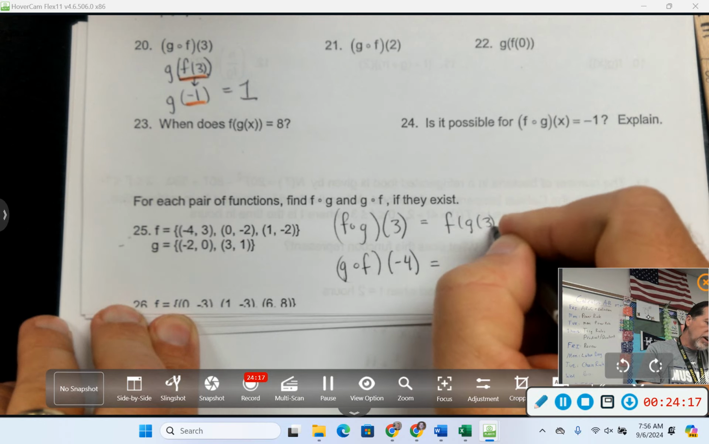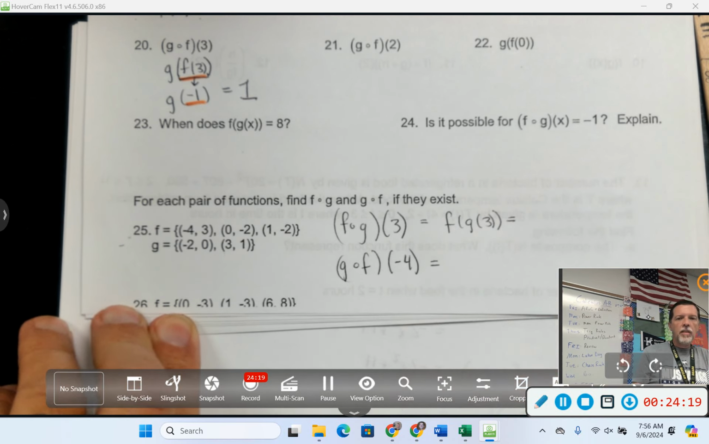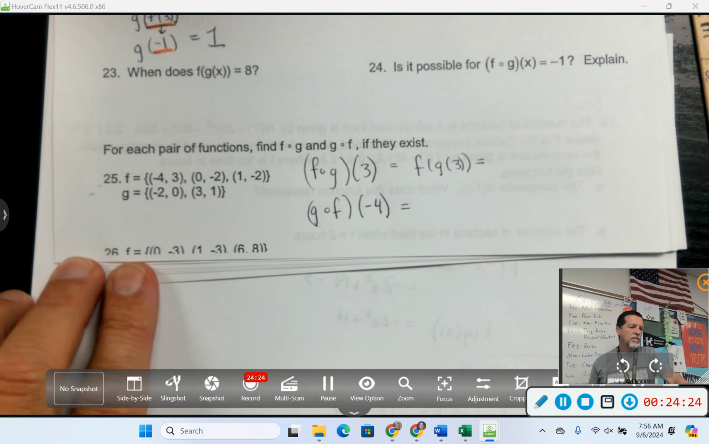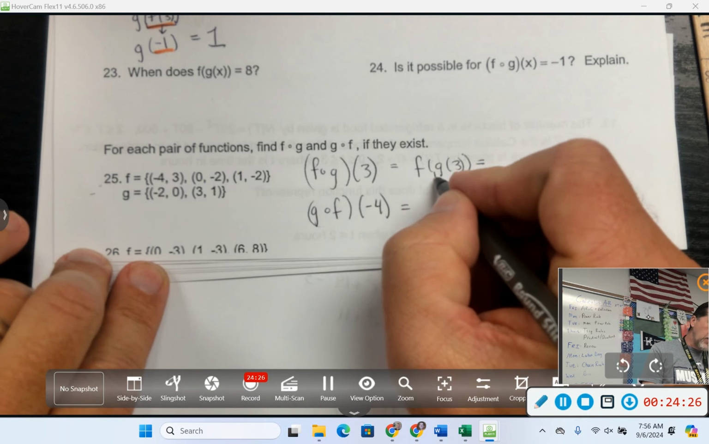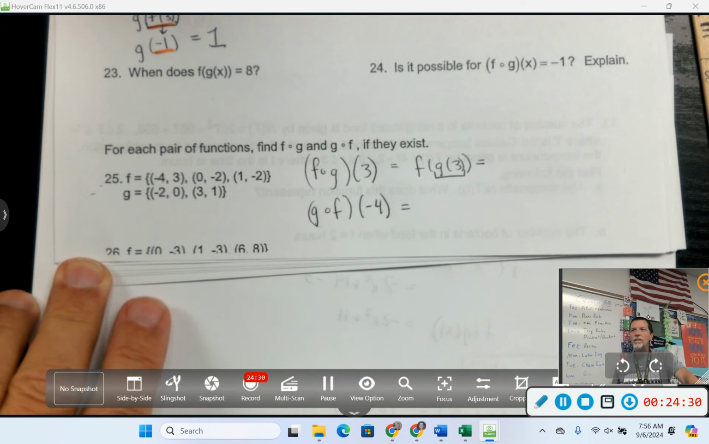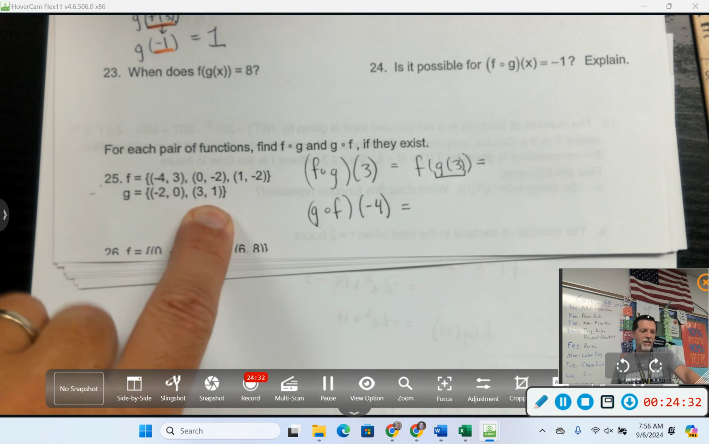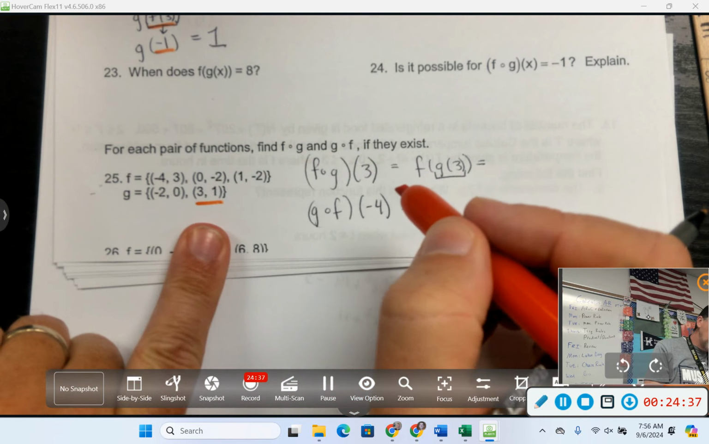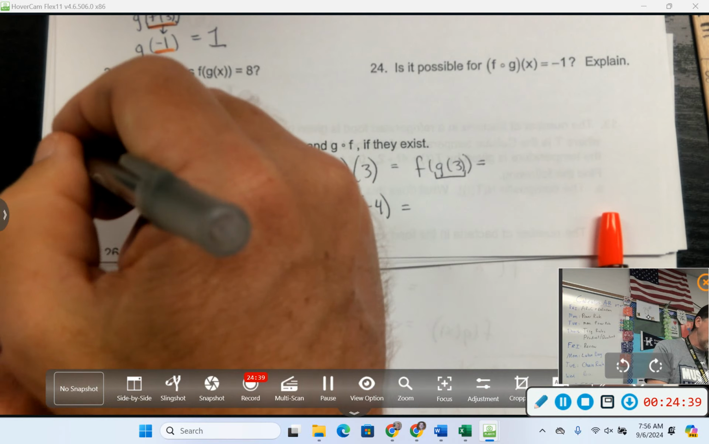f of g of 3. Plus this will confirm if I wrote this problem right. So g of 3. Start on the inside. What's g of 3? 1. Because 3, 1 is a point on the graph. Is that still using this graph up there? So it's not using the graphs up there. That's a good question.